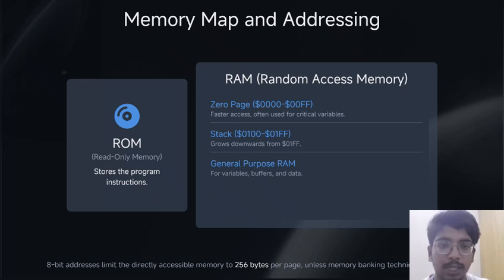Now let's also look at how memory is arranged. The memory map includes ROM, RAM, zero page, stack, and general purpose RAM. First we have ROM, which stores the main program. Now RAM, which holds the data and variables while running. Zero page, a special fast access memory area for frequently used data. Stack, which grows downwards and is used to handle subroutines. In an 8-bit system, the address space is just 256 bytes per page. That's very small compared to modern systems, but it's enough to learn how memory and registers interact.